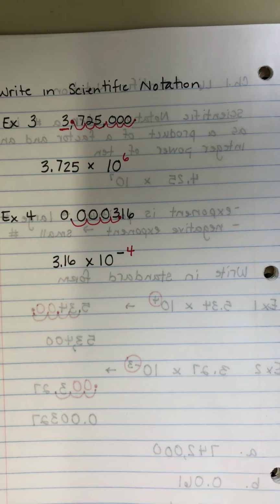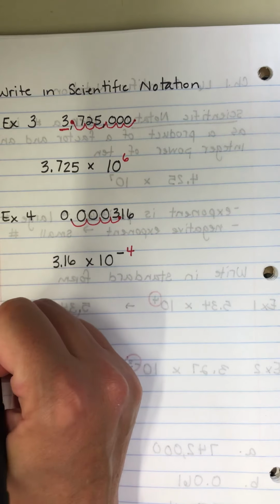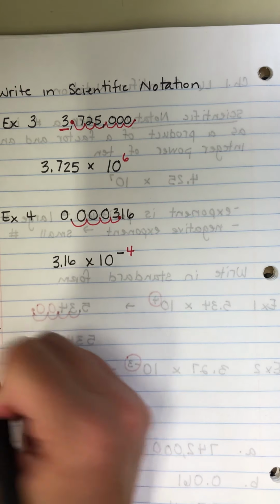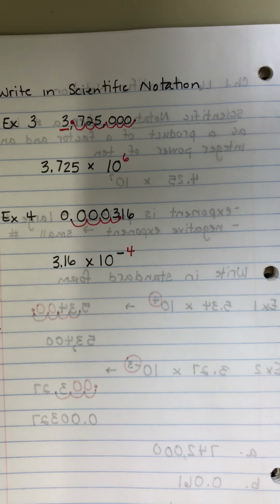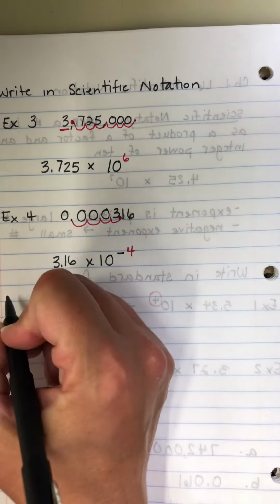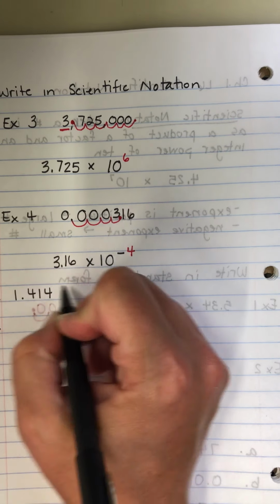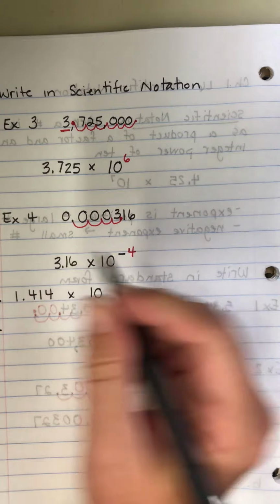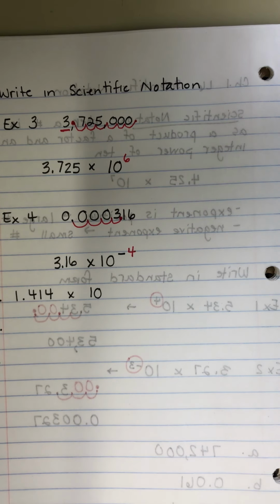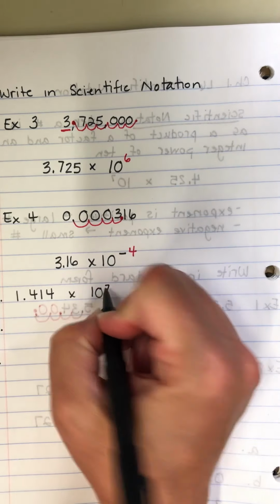Okay, once again, you're going to go ahead and do D, E, and F. Pause your video, and then come back and see me. Okay, D should be 1.414 times 10 to the 7th.